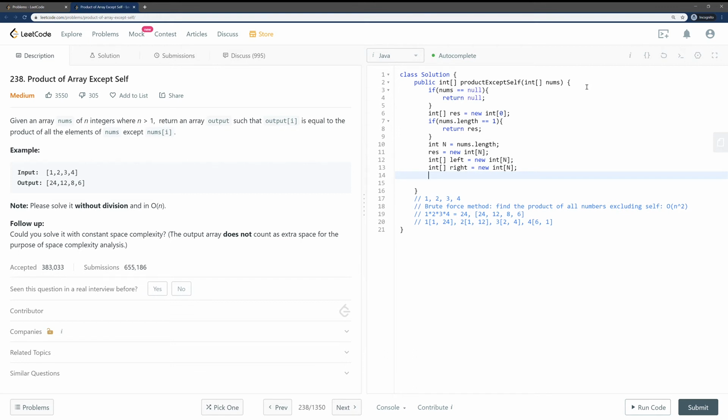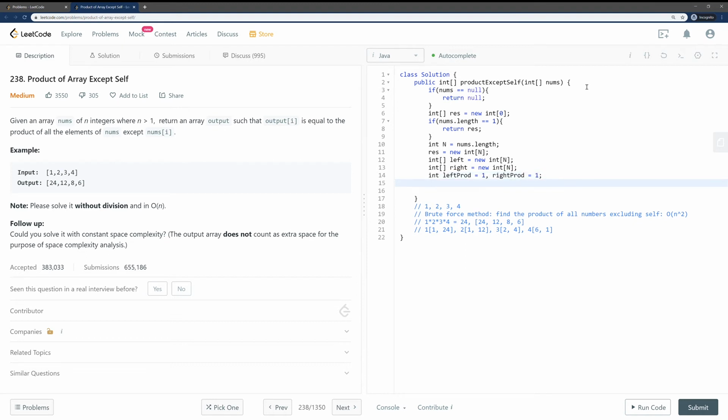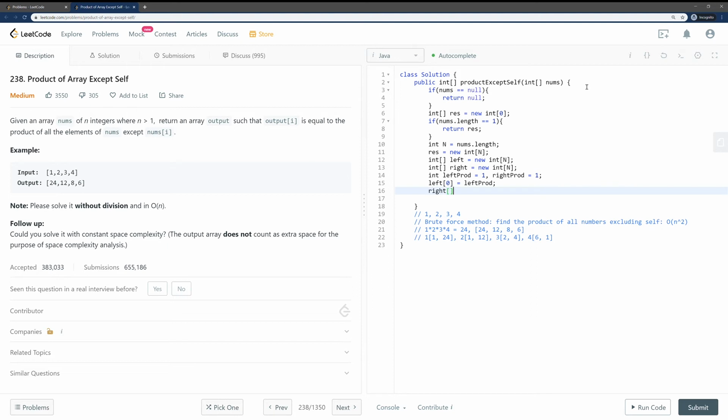For each of the cases, we want to store the left product, which would be 1 at the beginning, and right product, which would be 1 at the beginning. So we want to initialize the left array with the left prod, and the last element on the right side, that would be n minus 1, which will be right prod.